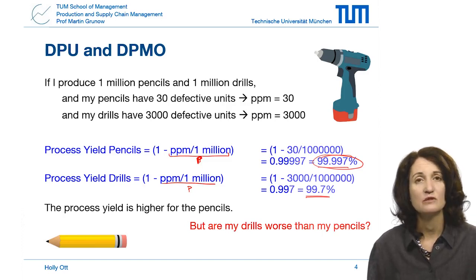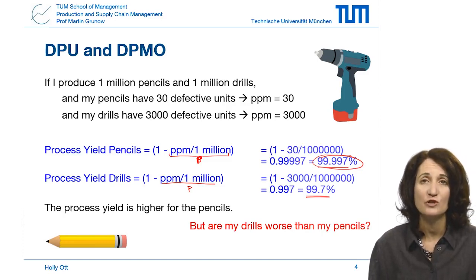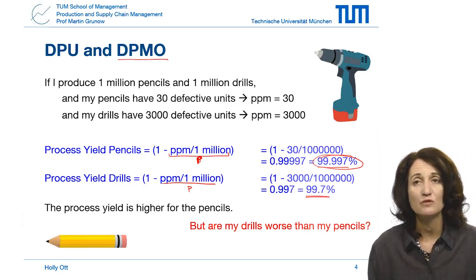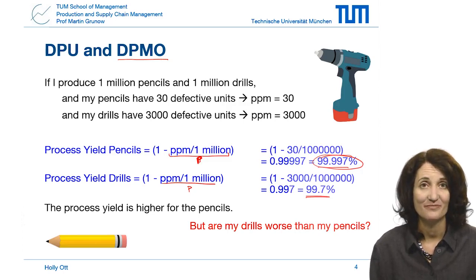And now we come to the concept of DPU and DPMO. If the drills have many more opportunities for defect creation, then the defects per million opportunities measure can actually be the same or even better for the drills. Let's have a look.